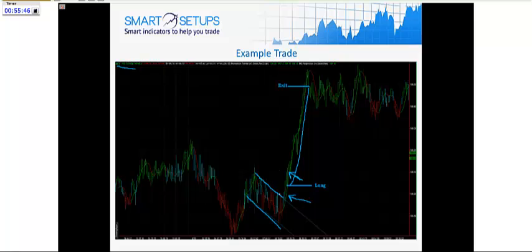So again, really simple what he was doing here. He was looking for the channel, descending channel, break out of the channel with green and green. He went long, red and green, he covered.